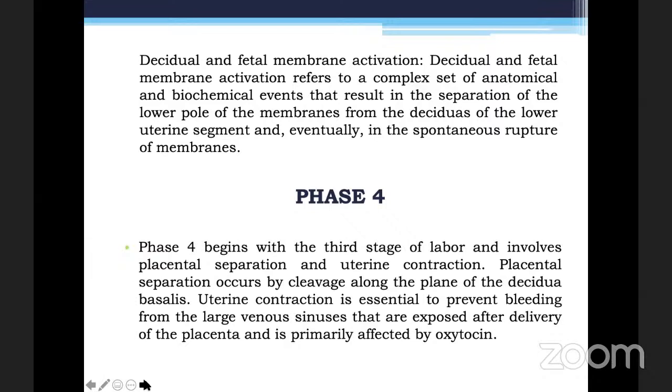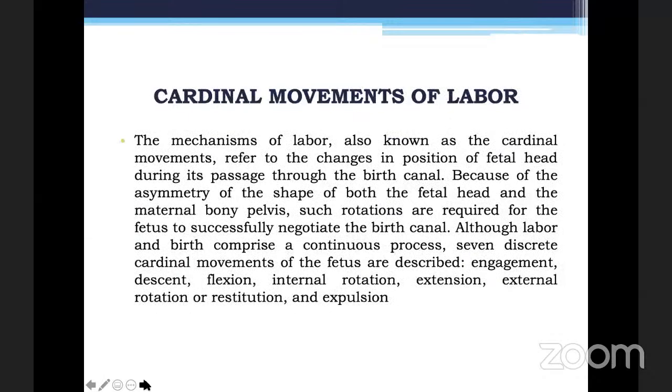So phase 4 would begin with the third stage of labor, and it would involve placental separation and uterine contraction. Placental separation would occur by cleavage along the plane of the decidua basalis. Uterine contraction is essential to prevent bleeding from the large venous sinuses that are exposed after delivery of the placenta and is primarily affected by oxytocin.